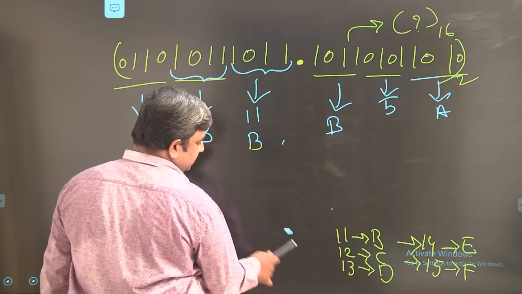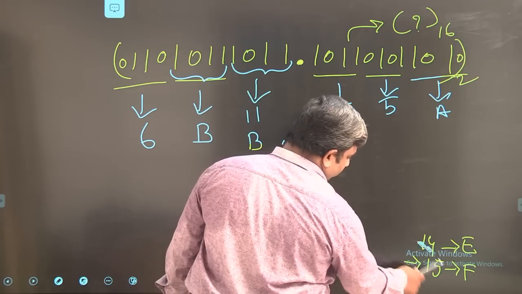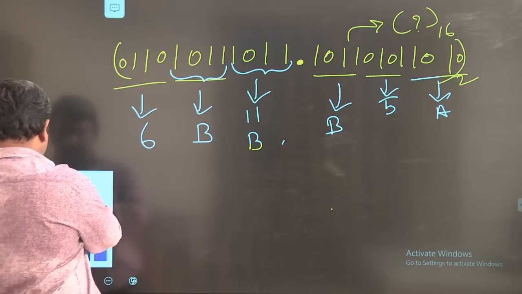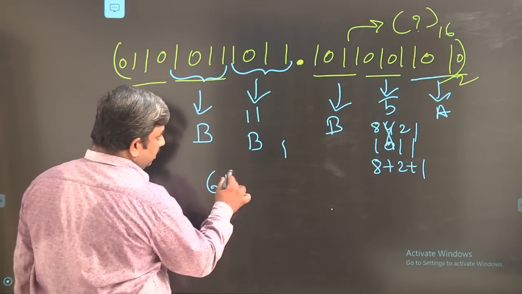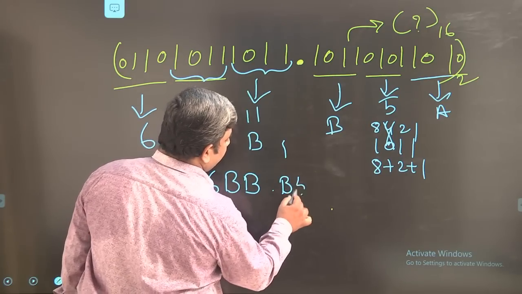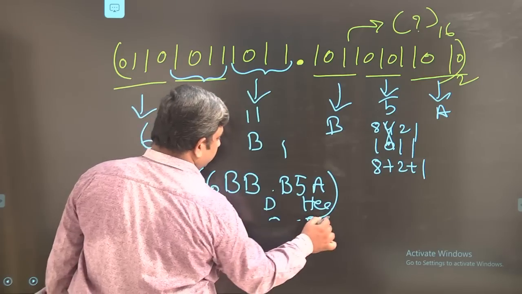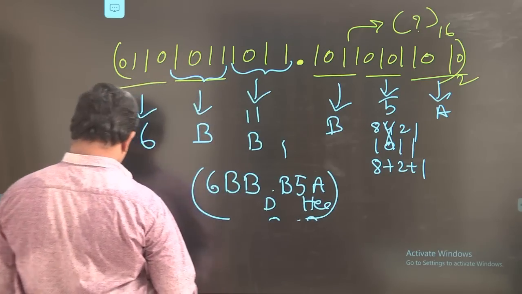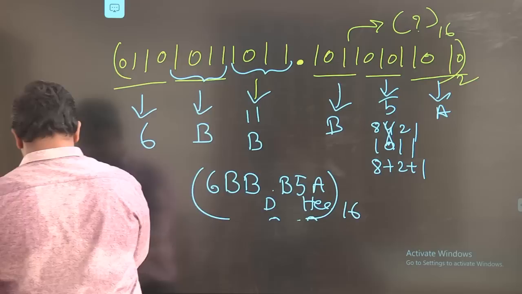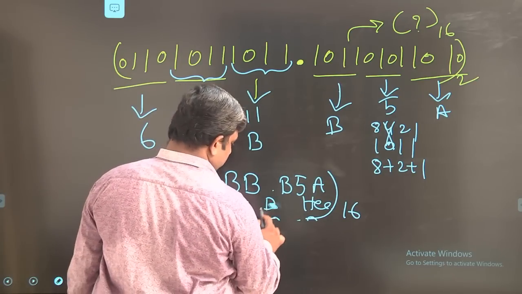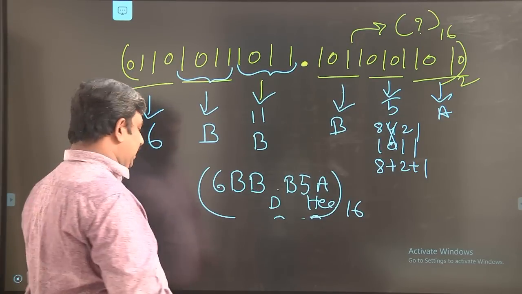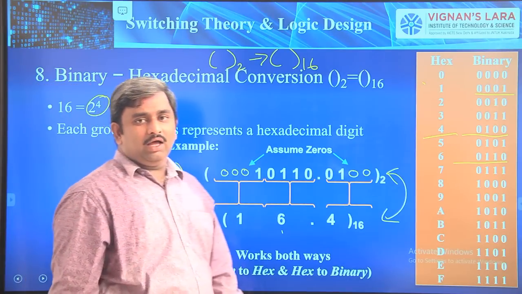Friends, 10 equivalent value is A. You have to remember, and you have to convert into hexadecimal, not into decimal. You will get the decimal values, but you have to represent them with the hexadecimal representation. So the final value is 6BB dot B5A of base 16. So this is the conversion technique.